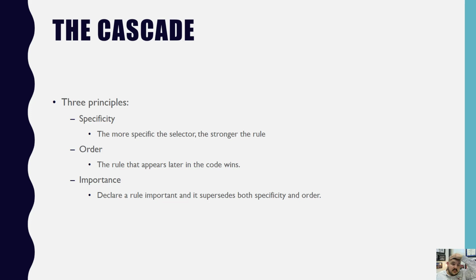Next is order. Remember, our browser reads code from top to bottom. So in our CSS style sheet, if we have a rule that appears lower down on that list and it conflicts with one that is higher up, the latter one wins, the one that appears lower down on that sheet. The reason is that the web browser reads from top to bottom. The last one is the rule of importance. You can declare a rule important and it will supersede everything else, both specificity and order. That one will beat out everything else just because we have deemed it important.